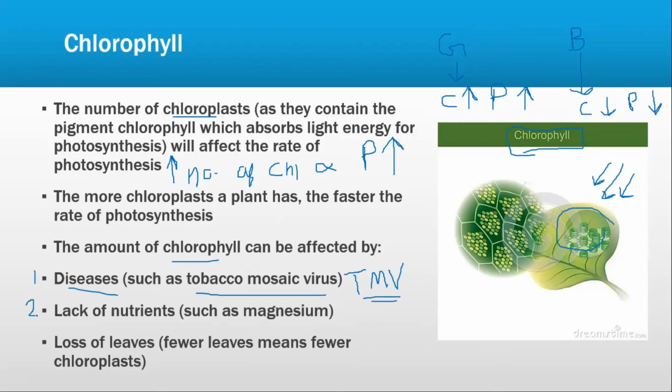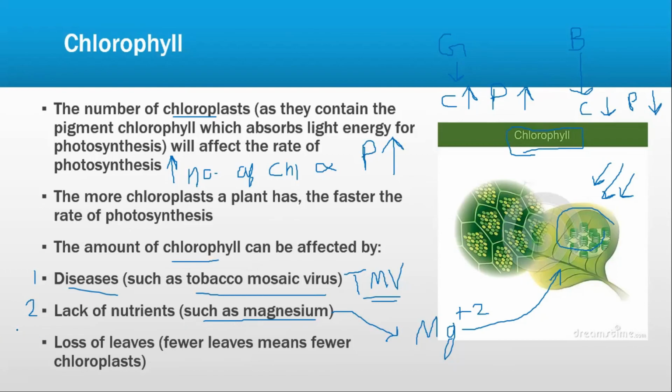The second reason might be that the plant is lacking nutrients such as magnesium, because I told you once that magnesium is present in chlorophyll. These magnesium ions are present inside chlorophyll. Hence, if the plant is lacking nutrients such as magnesium, it won't be able to synthesize chlorophyll. Hence, no chlorophyll, no photosynthesis.